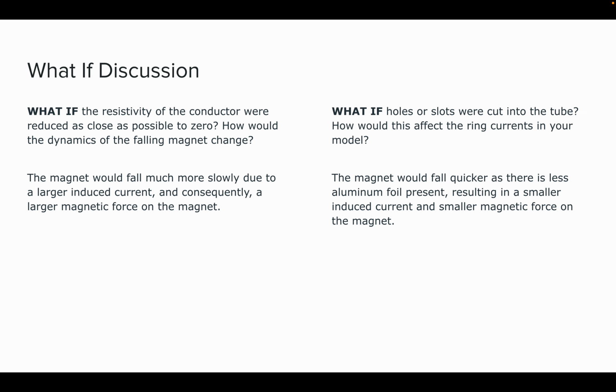So for the what-if discussion notes, the first question is, what if the resistivity of the conductor were reduced as close as possible to 0? The magnet would fall a lot more slowly due to a larger induced current and consequently a larger magnetic force on the magnet. And if holes or slots were cut into the tube, the magnet would fall quicker because the slots and holes would mean that there is less aluminum foil present, and there will be a smaller induced current and smaller magnetic force acting on the magnet.